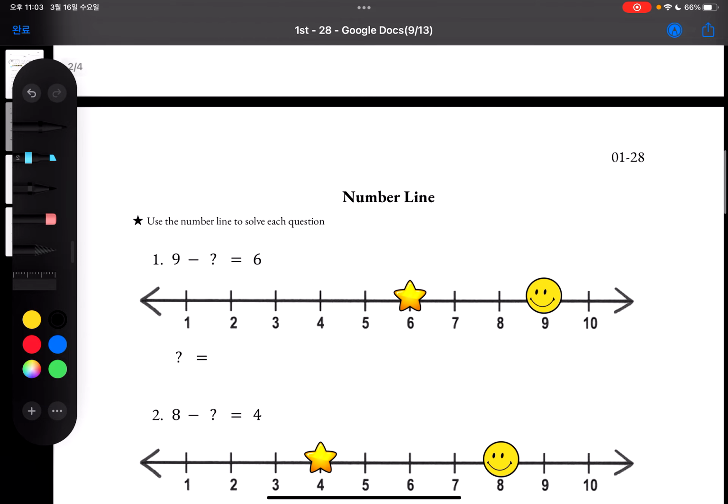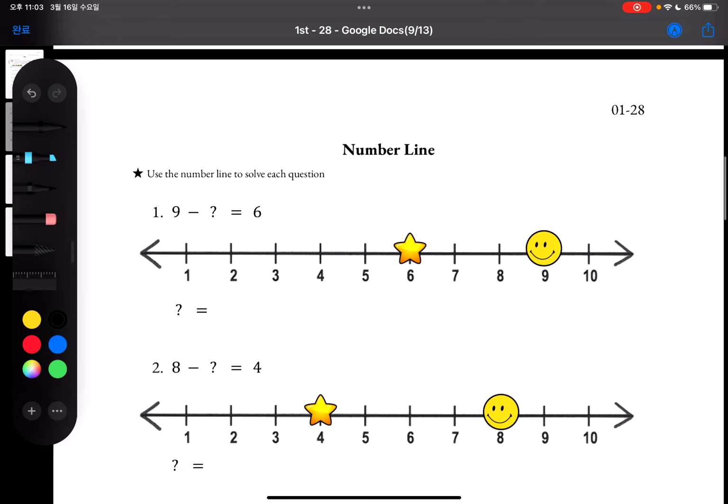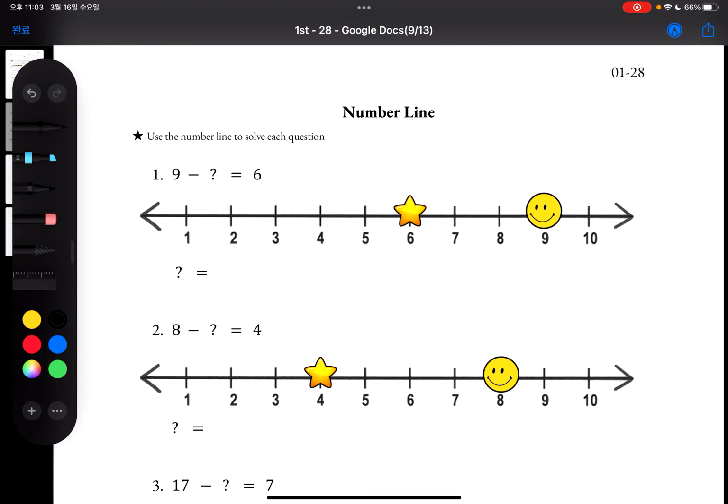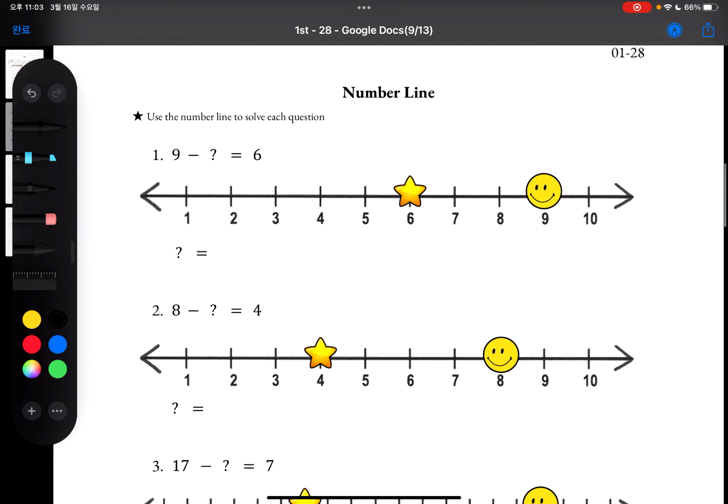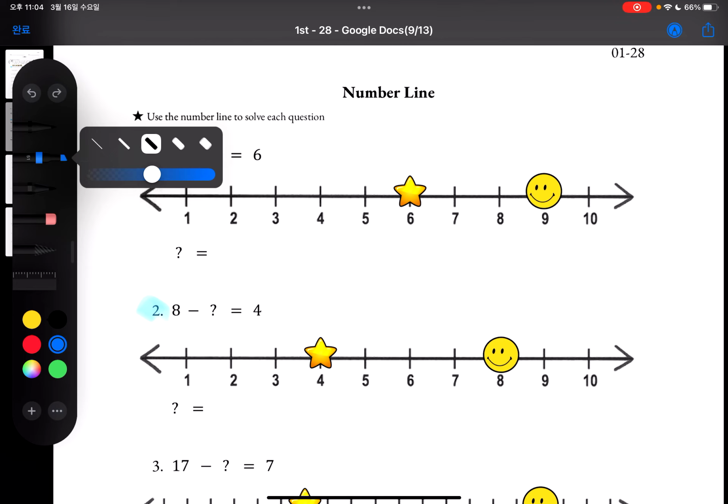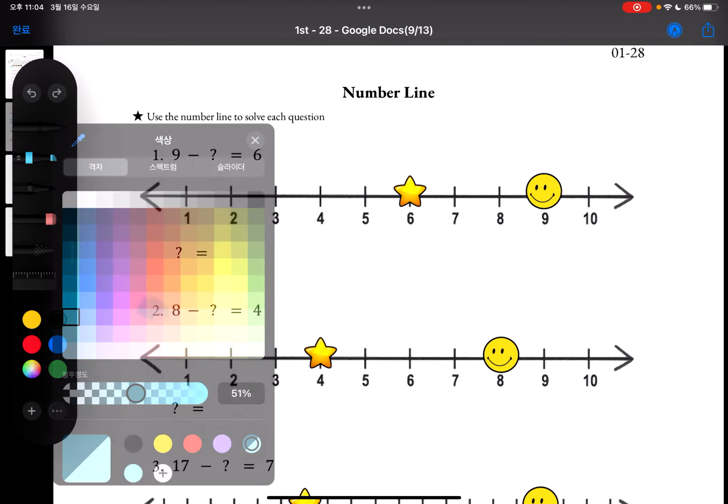So the next section is about the number line, and you're using the number line to do subtraction problems. So let's see, for number 2, you have 8 minus something is equal to 4. And 8 right now is represented with the smile over here. So we have the 8 over there, which is the number where we start off.